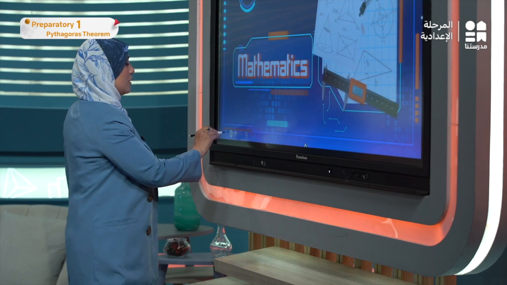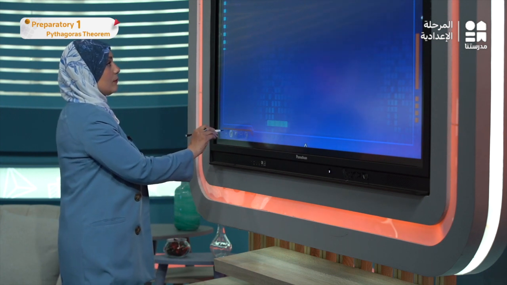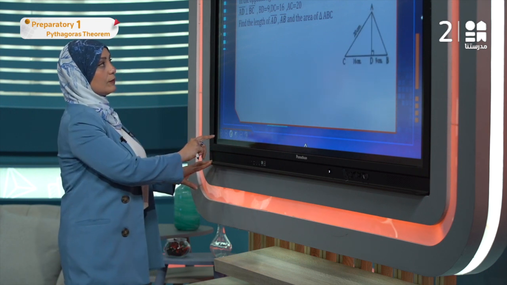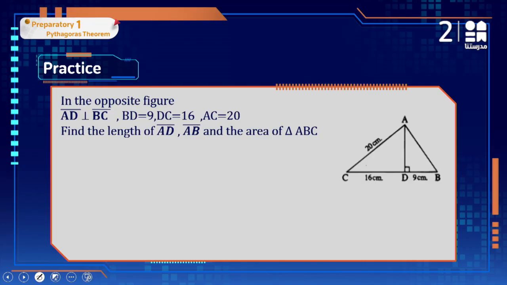Here we have this question. In the opposite figure, AD perpendicular on BC. So they are making a right angle. Then BD equals 9 and DC equals 16, AC equals 20. Find the length of AD, this one, and the area of the triangle ABC.